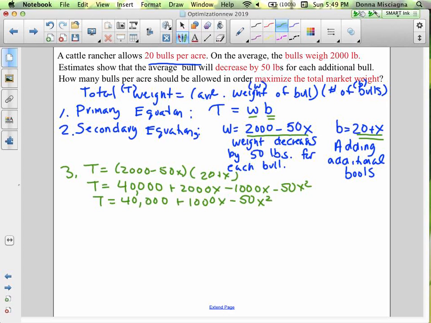Now we're going to take the derivative. So that'll be step 4. I'm going to take the derivative, and set equal to 0 and solve.